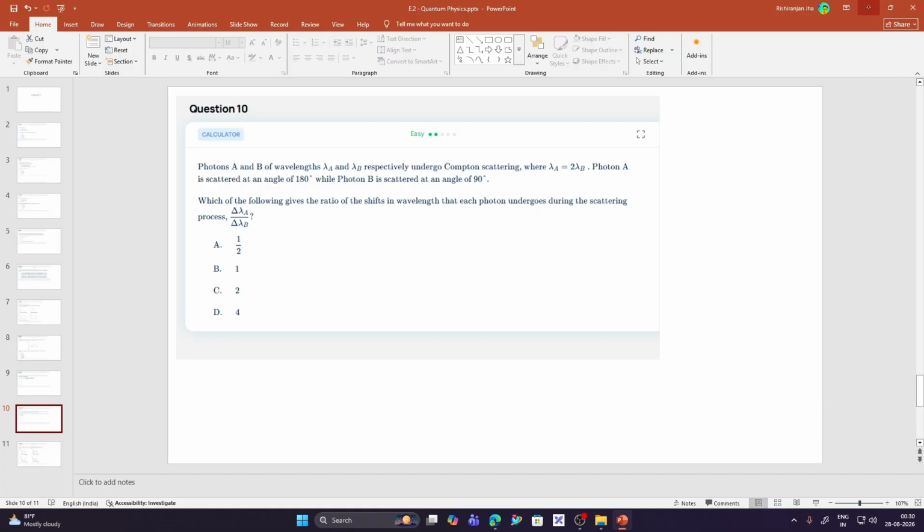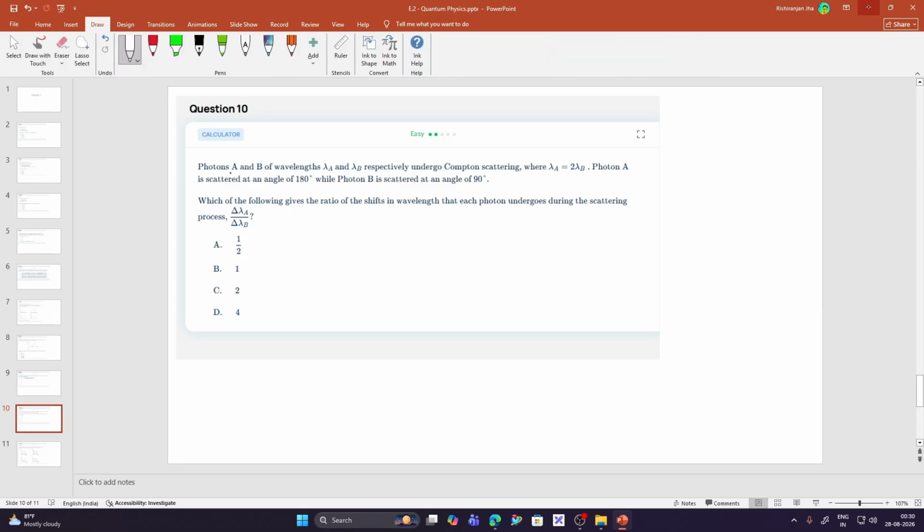So, we have two photons, photon A and photon B, of wavelength lambda A and lambda B. They undergo a Compton effect scattering where lambda A is equal to 2 times lambda B. The photon A is scattered at an angle of 180 degrees while the photon B is scattered at an angle of 90 degrees. So we have four options here.